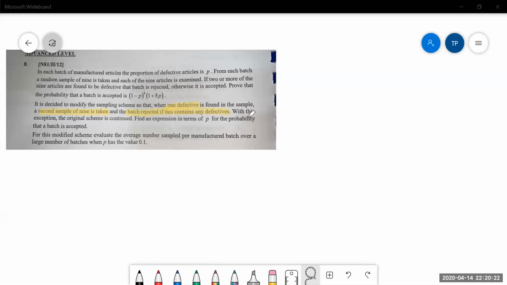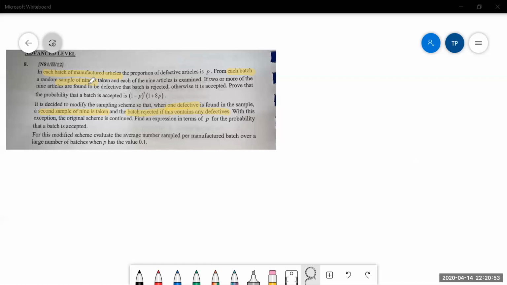Oh, I know already. You see, if you read carefully at the top, it's one whole batch of manufactured articles. And from each batch, they will take a sample of 9. Means in this batch, there are a lot of, let's say, iPhones. So in this whole sea of iPhones, I'm going to take 9 as a sample. I randomly take 9.